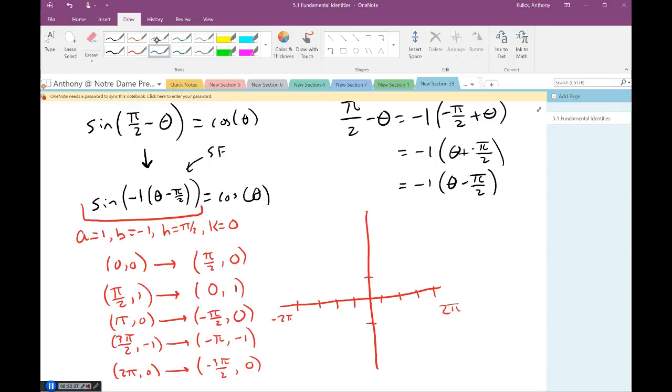So if I graph this, I have pi over 2, 0, and 0, 1. I have negative pi over 2, 0. I have negative pi, negative 1. And I have negative 3 pi over 2, 0. And if I just kept extending this, the next one would be up here. And the next one here would be down here, and then there, and then there.